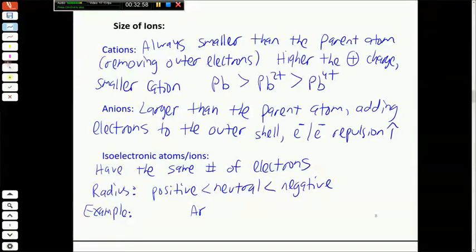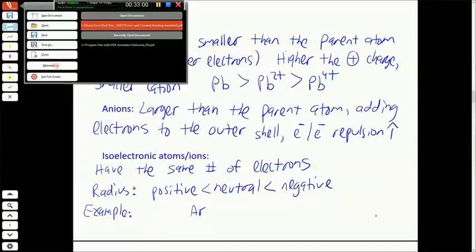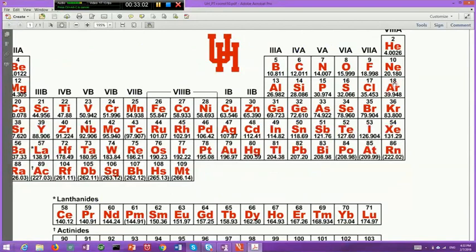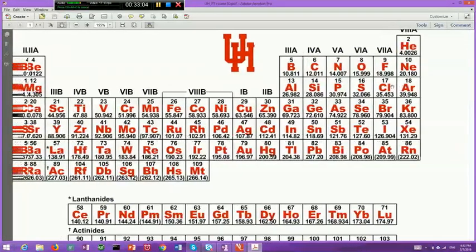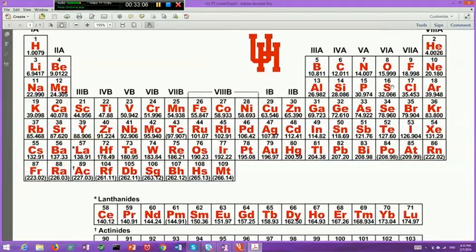So if we go to the periodic table and find argon, argon's over here, atomic number 18. So argon has 18 electrons. So let's think about some other species that also have 18 electrons.